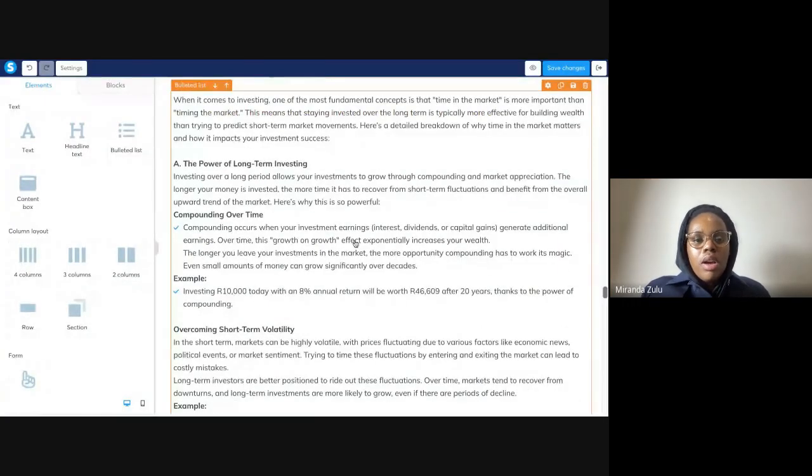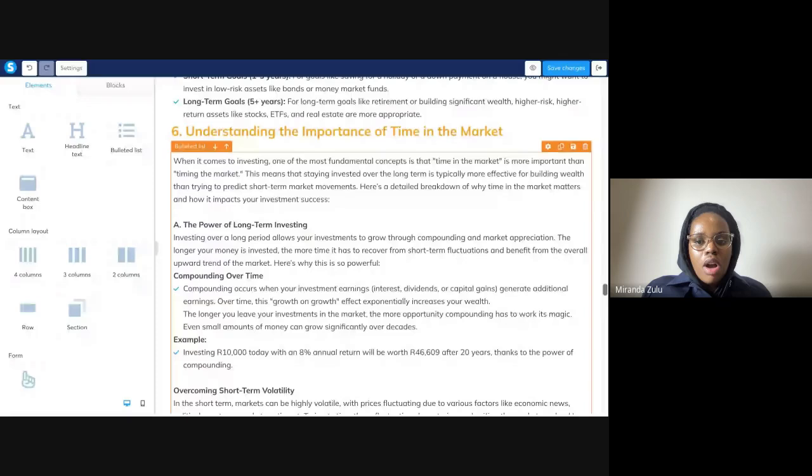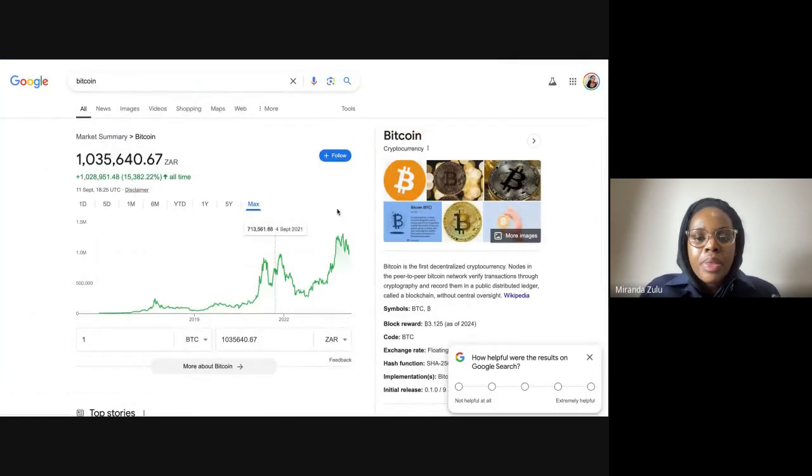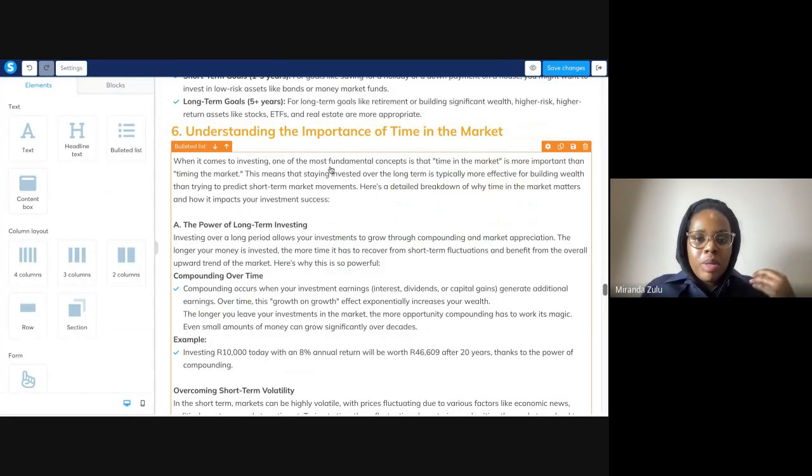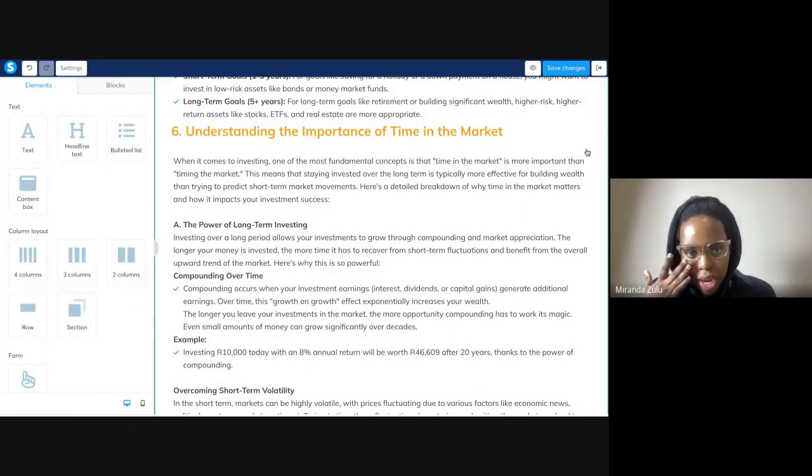Okay, so there's this notion of timing the market versus time in the market. Timing the market would be kind of looking at Bitcoin every day and seeing, okay, now the price is low, let me buy. Now the price is high. Always trying to find the right time and the right entry point. A lot of the times people who time the market would be day traders, so people who do forex trading or commodities trading.